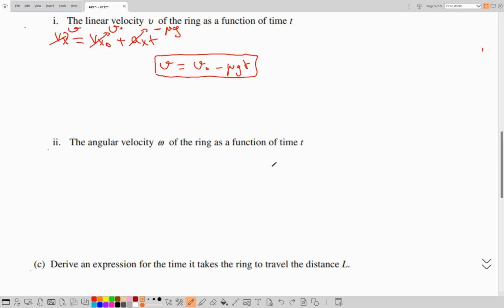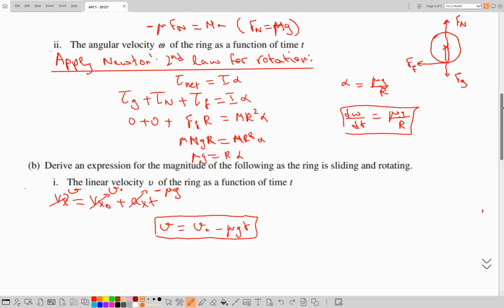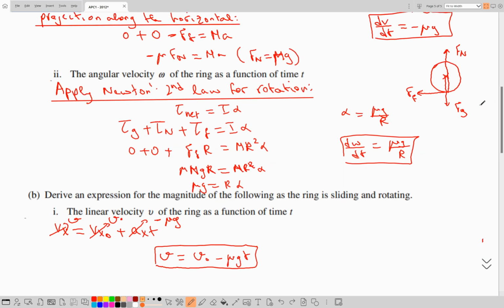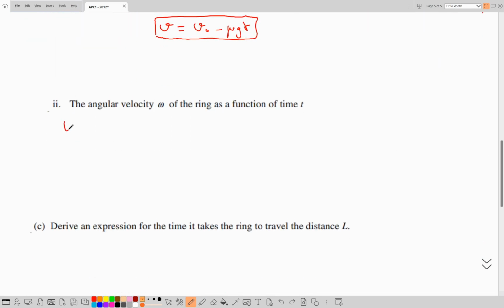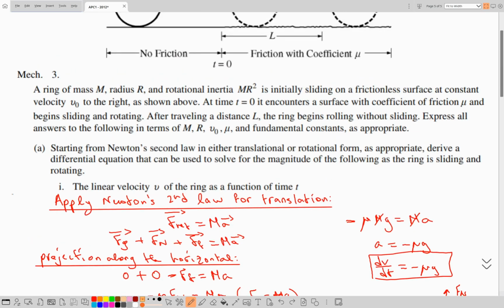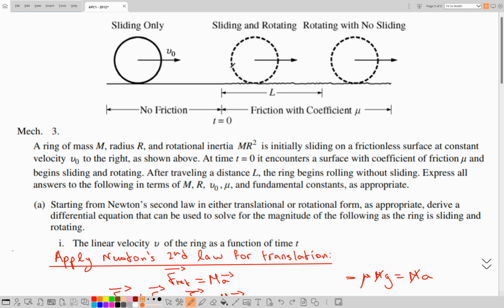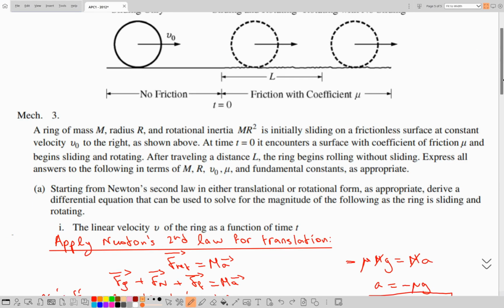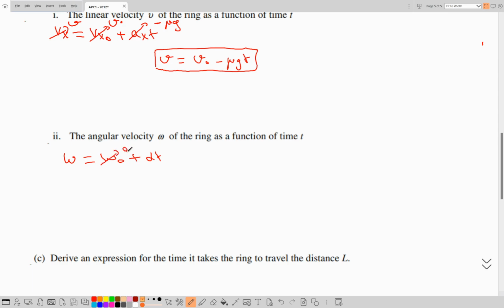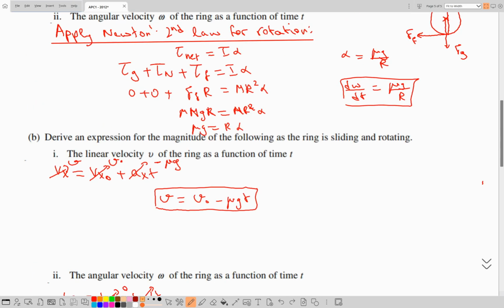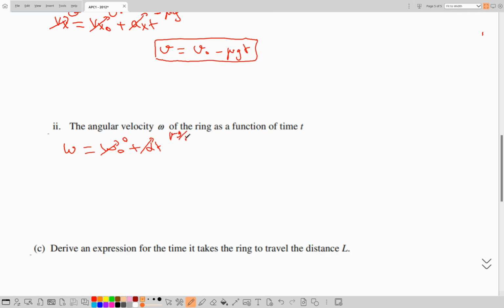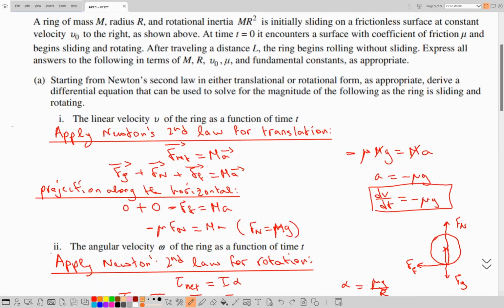Now the angular velocity omega of the ring as a function of time: we know that also because alpha is constant, we can use kinematics again, and we can say that omega is equal to omega 0 plus alpha t. Now remember that here initially we have only sliding, so omega 0, the moment it reaches this point, is given by 0, and alpha is given by mu g divided by R. Then in this case, omega is given by mu g divided by R multiplied by t. And indeed, this is the magnitude because everything is positive.